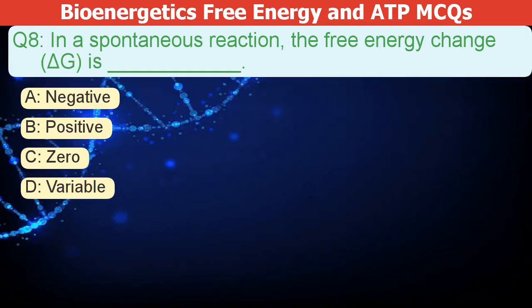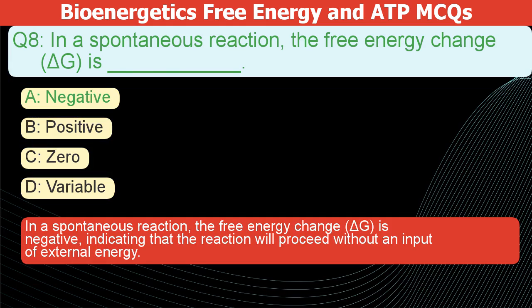In a spontaneous reaction, the free energy change, delta G, is A. Negative. B. Positive. C. 0. D. Variable. The correct answer is A. In a spontaneous reaction, the free energy change, delta G, is negative, indicating that the reaction will proceed without an input of external energy.